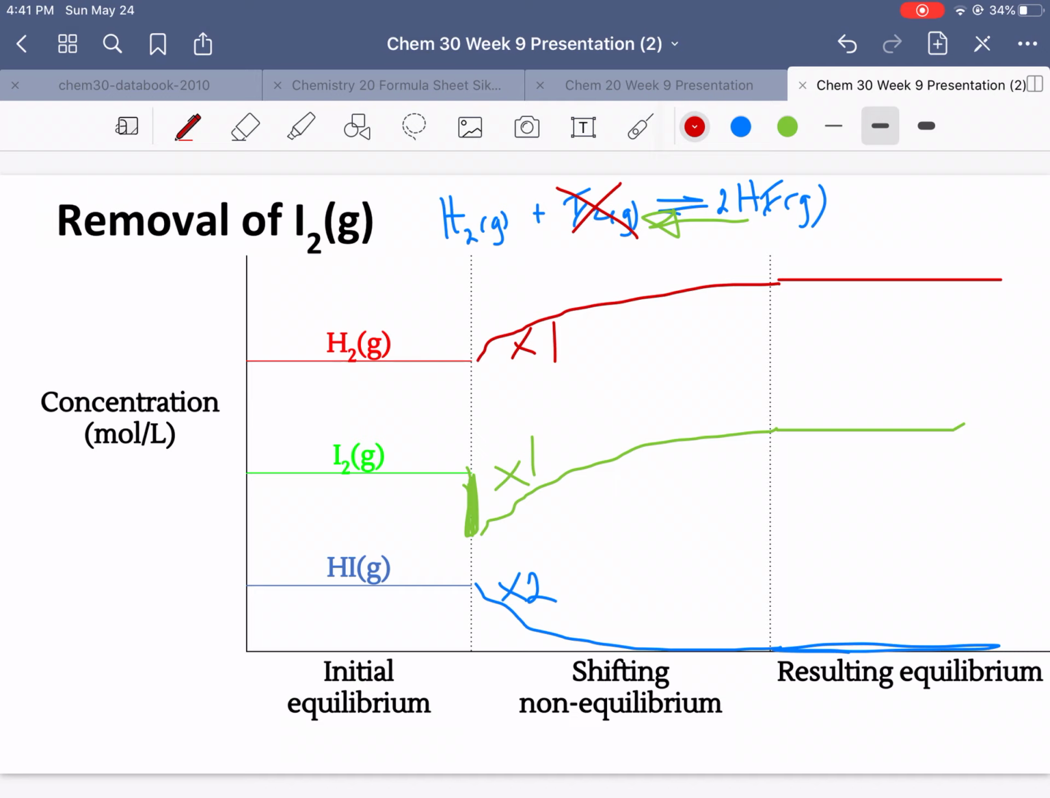However, don't lose sight of that sudden sharp decrease of the iodine. Why? Because we removed it. Okay, there we go, guys.